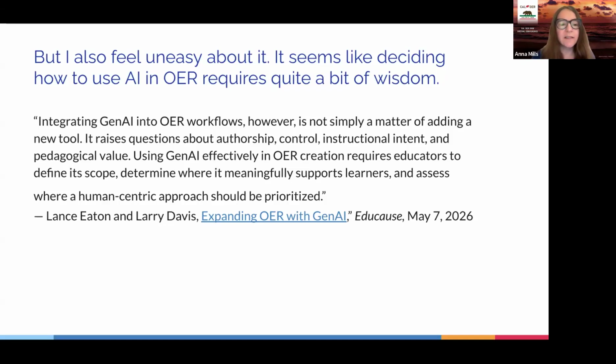And I like the piece that Lance Eaton again did about AI and OER, sort of a sober note, where it says this is not simply a matter of adding a new tool. It raises questions about authorship, control, instructional intent, and pedagogical value. And it requires educators to define the scope of Gen AI, determine where it meaningfully supports learners, and assess where a human-centric approach should be prioritized. A lot of wisdom needed there.